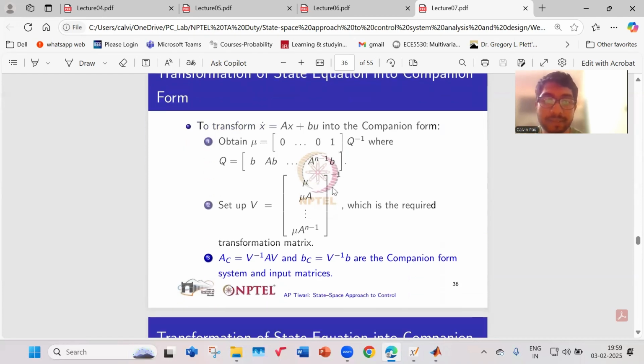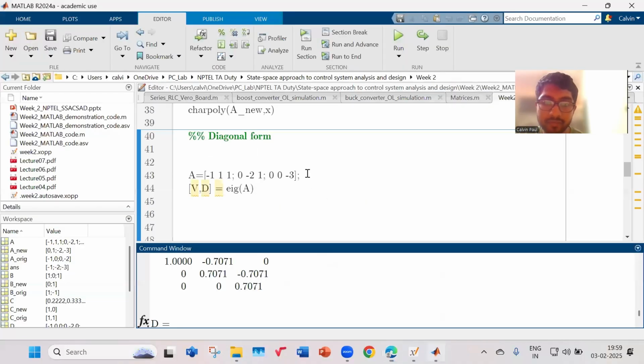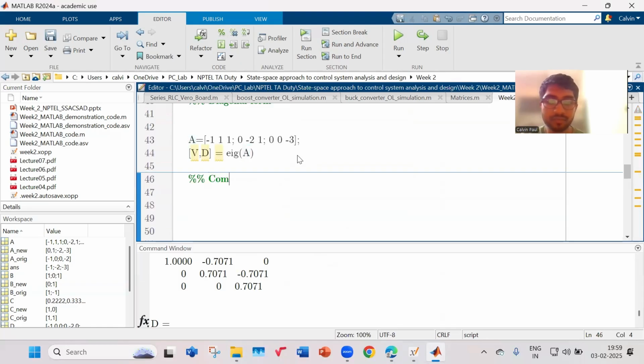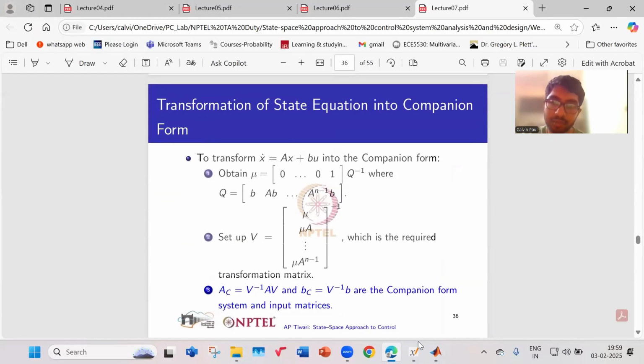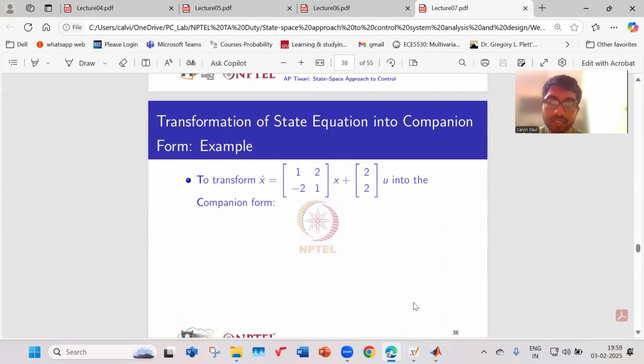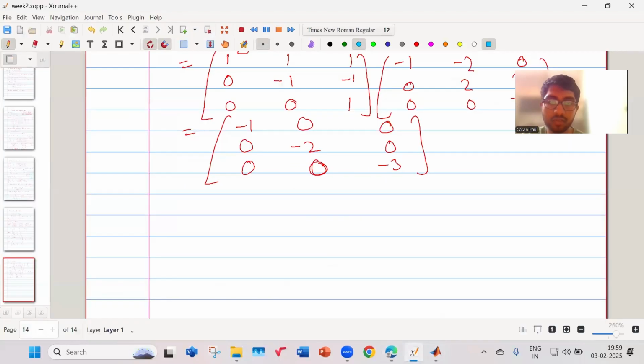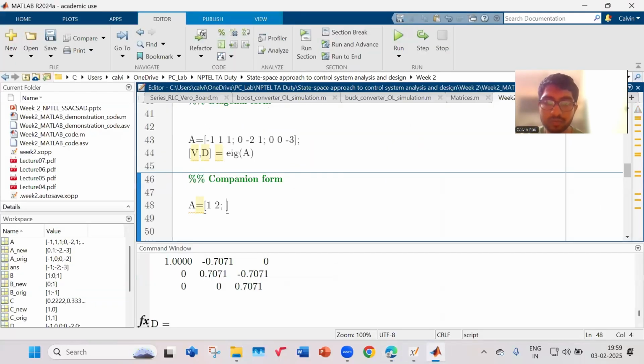So what is the method? Let us consider this one. We must take the A and B matrix. The A and B matrix which Sir has considered is A is 1, 2, 1, 2, minus 2, 1, minus 2, 1. This is the A matrix, and this is the B matrix. Let's use small b, so that is 2, 2.